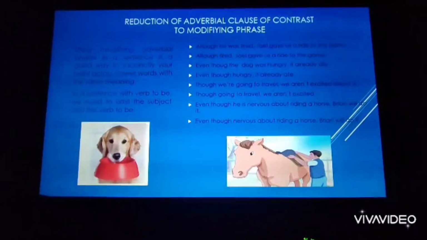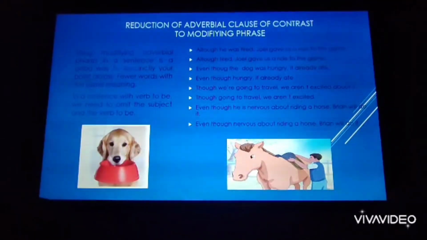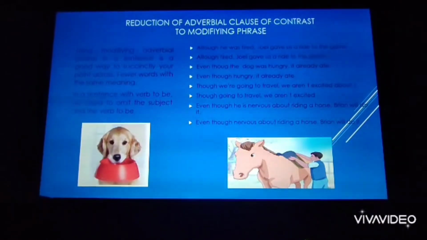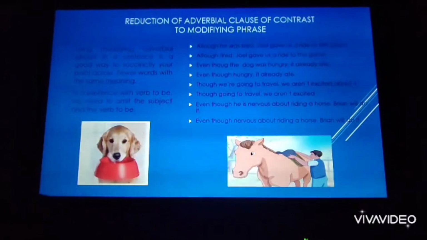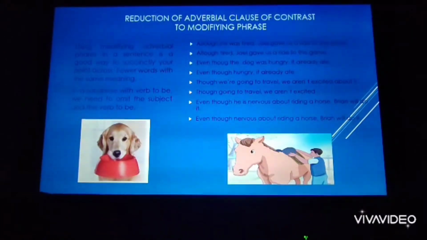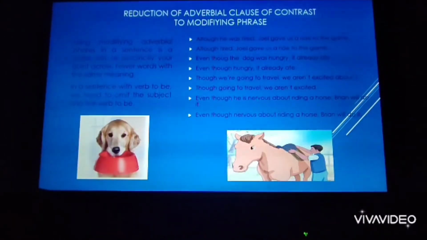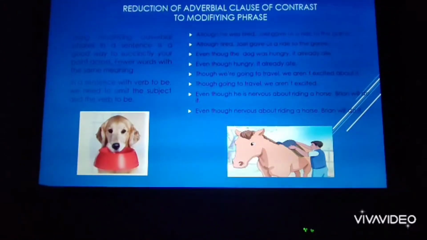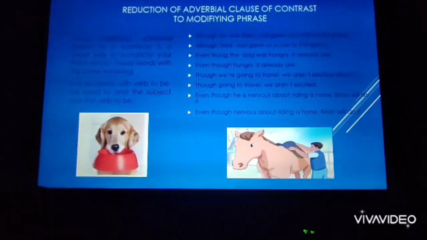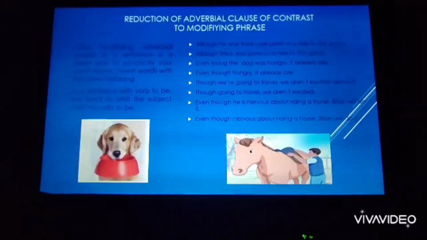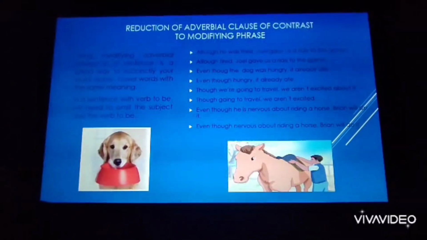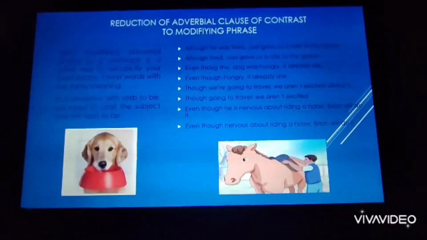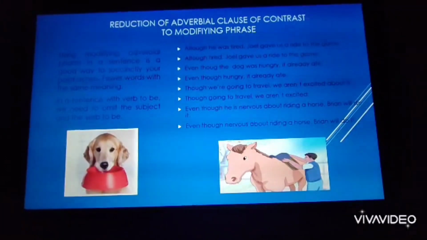Reduction of adverbial clause of contrast to modifying phrase. Using modifying adverbial phrases in a sentence is a good way to get your point across. Fewer words with the same meaning. In a sentence with the verb to be, we need to omit the subject and then the verb to be. I know that it's difficult to understand only with the explanation, but I think that the examples will help you to have a better understanding, okay?